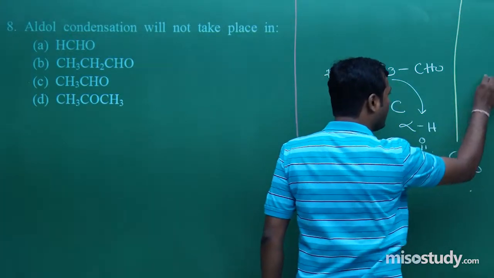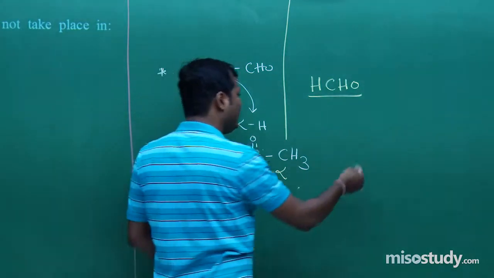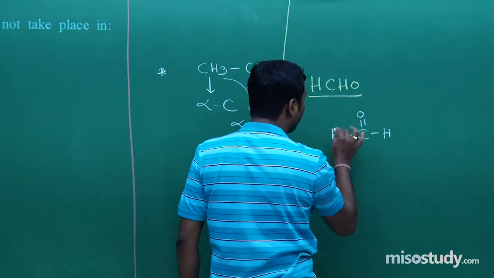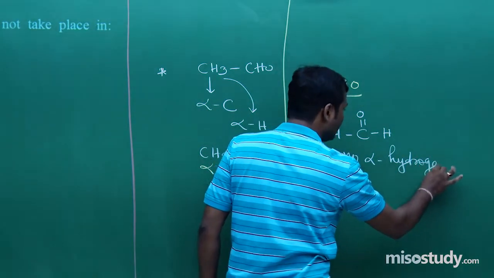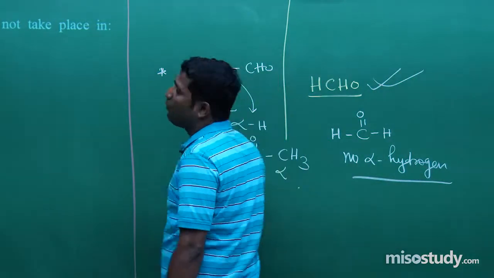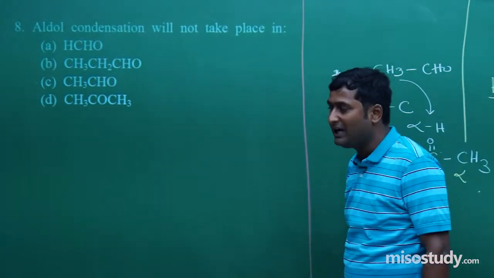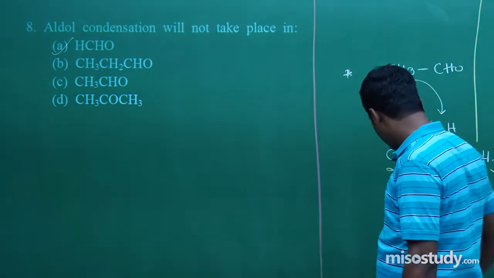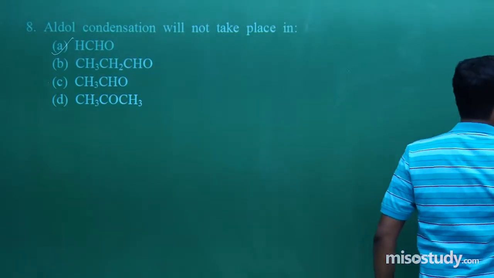But if I talk about HCHO, look at here, that is the formaldehyde. In formaldehyde, we know there is no presence of alpha hydrogen, that is, also no presence of alpha carbon. So due to this reason, formaldehyde will not show aldol condensation. So for question number 8, A is the correct option. Clear, friend? Now I'm going to rub this part and we'll discuss the next one. Wait for a moment.